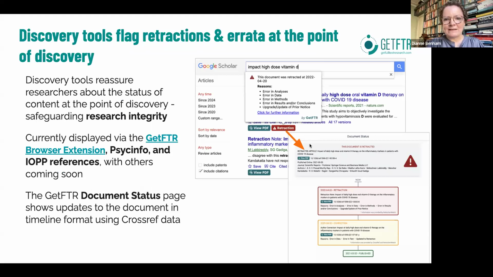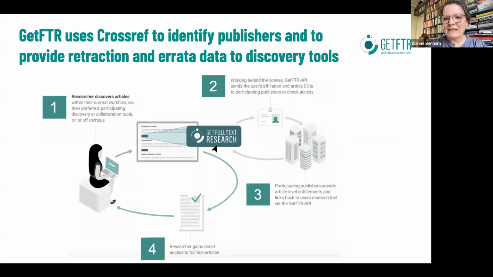So what's happening behind the scenes? Actually, have we gone on two slides? Sorry, could you go one back? Thank you. So the researcher on the left-hand side is using their preferred discovery tool and searches for content using keywords or a DOI. Behind the scenes, the discovery tool that's integrated with GetFTR sends the DOI and the researcher's organization ID, such as their IP address or SAML entity ID, where federated authentication is used. So that's sent to GetFTR.